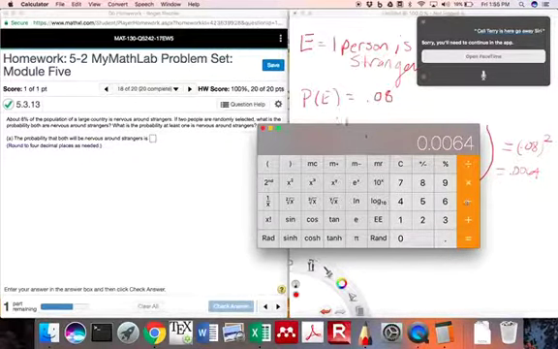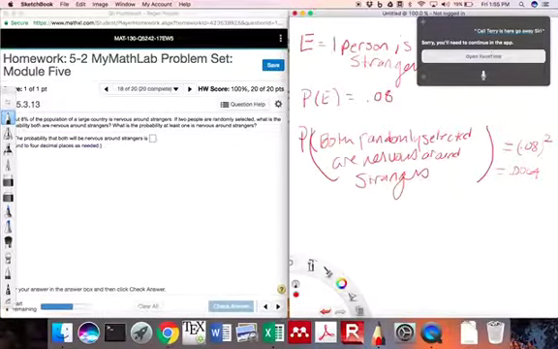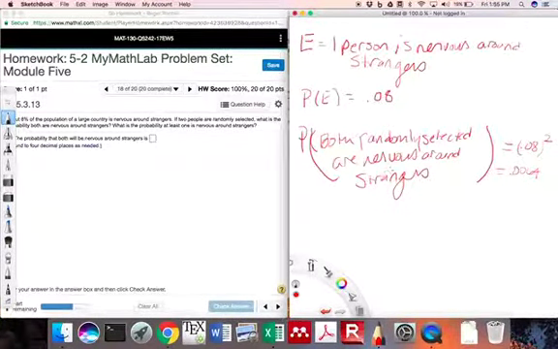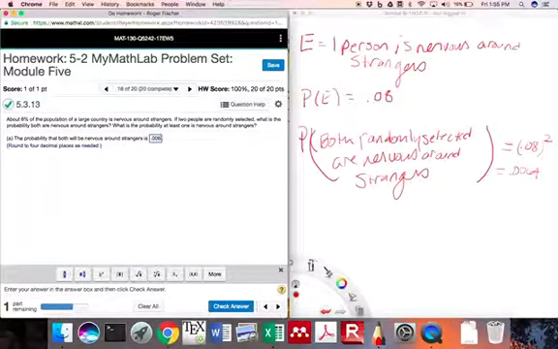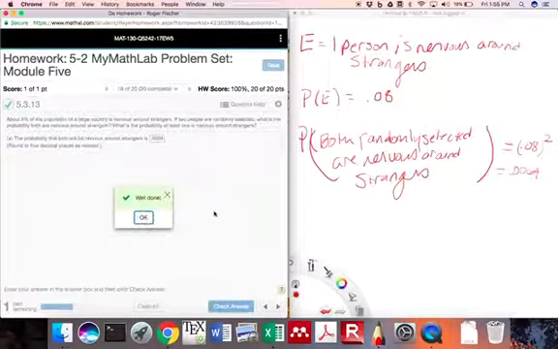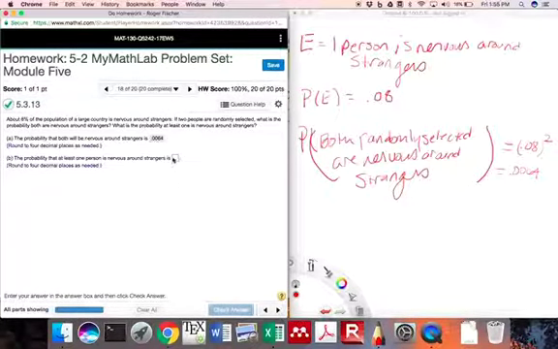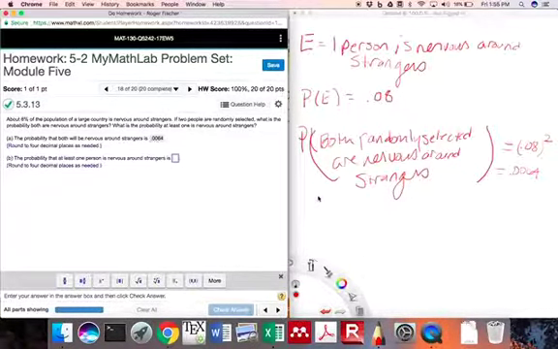Okay, I did that right. Good for me. So now we're going to type that answer in. 0.0064, check answer. Hooray. Okay, now this one I found to be much more difficult. The probability that at least one person is nervous around strangers.